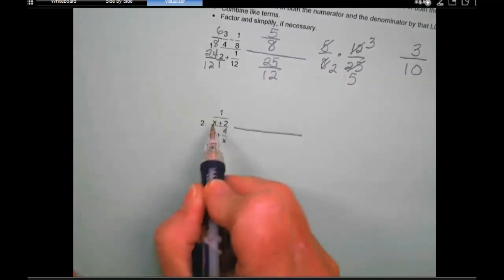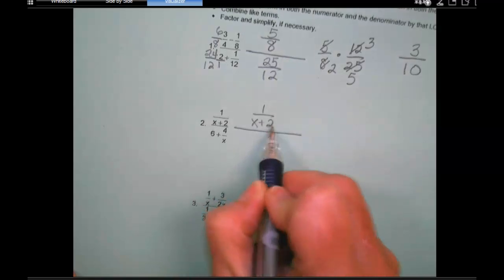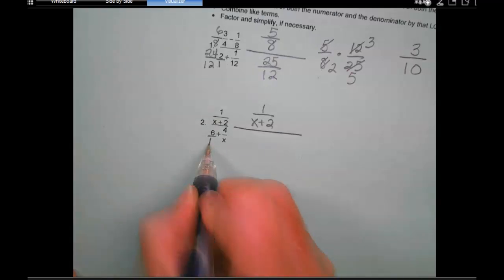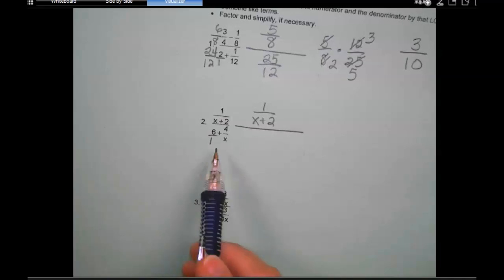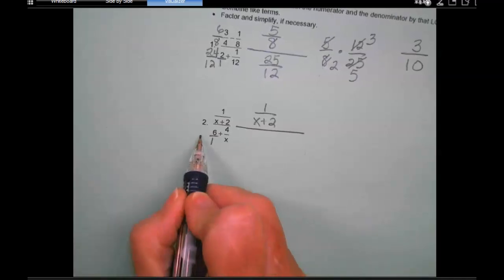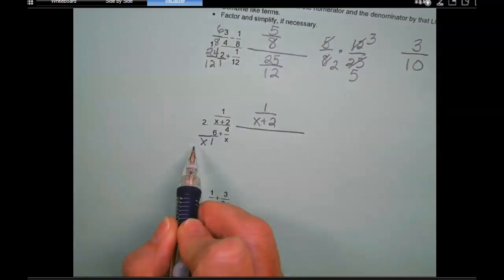Okay. So here, I'm drawing the line. On top, I only have 1 over x plus 2, so it's already over a common denominator. I'm going to go ahead and put a 1 under the 6. But I need a common denominator. And so this time, what is my common denominator? x. So I multiplied the 1 times x, and I get x.